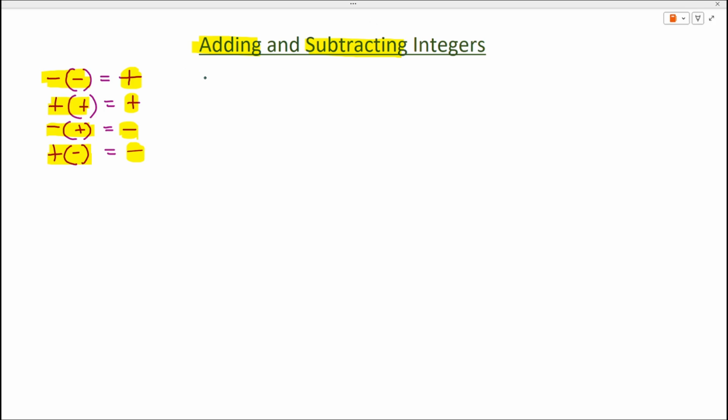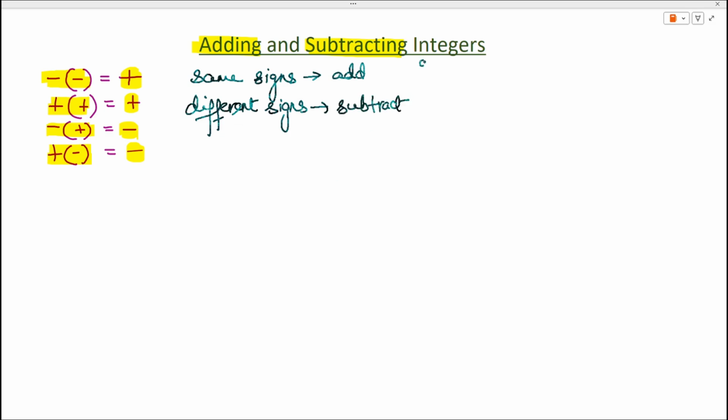Another rule to keep in mind is that if the signs are the same, then we have to add. And when the signs are different, then we subtract. Whether we are adding or subtracting, the sign on the final answer is always the one which is on the larger number. So just knowing these rules and keeping these in mind, we can easily add and subtract integers.